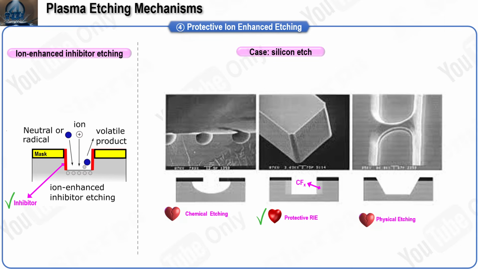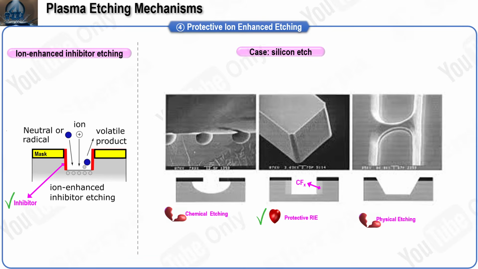To make the idea stick, let us look at one more example, this time with silicon, using the same protective ion-enhanced etching mechanism. The sequence does not change. Reactive neutrals first lay down a thin inhibitor on every exposed surface. This film is a fluorocarbon polymer made from fragments in the feed.